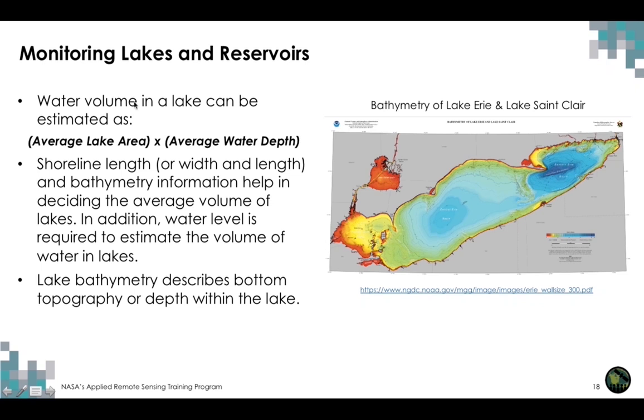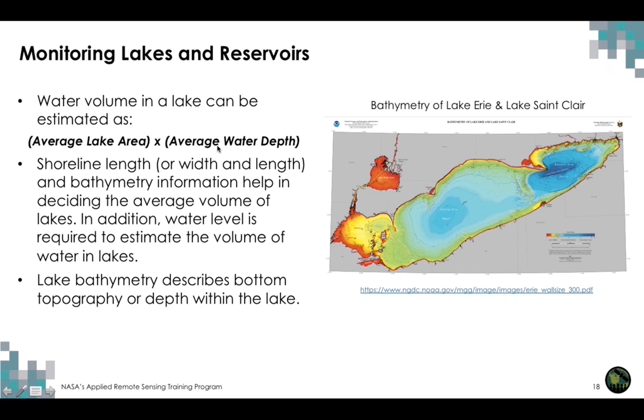But for an approximation, one can have approximate area based on shoreline length, so width and length, and have bathymetry information or depth information of the lake and calculate volume of that lake. And then in addition, when you have information about water level height within that lake, multiplying lake area by that water level height gives volume of water in that particular lake. So this is how water volume can be estimated if we know these two parameters.